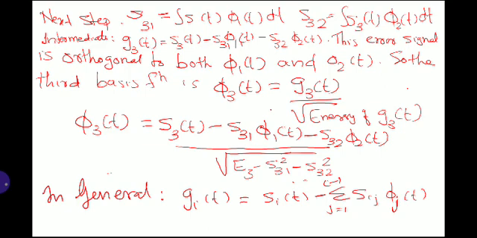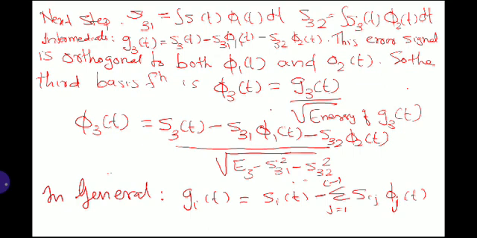In the next step, to find the third basis function, we have to find two coefficients. S31 is the projection of S3 of t on phi1 of t, and S32 is the projection of S3 of t on phi2 of t. So we define the intermediate signal G3 of t equal to S3 of t minus S31 into phi1 of t minus S32 into phi2 of t.